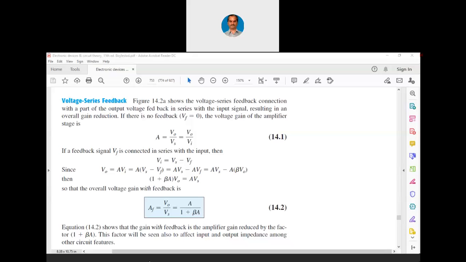Now, this equation 14.2 shows that the gain with feedback is the amplifier gain reduced by a factor 1 plus beta into A. Now, the factor will be seen also to affect input and output impedance among the other circuit features. We will see that this 1 plus A beta is going to come again and again in all our future derivations, when we derive it for input impedance and also for output impedance. We have already seen yesterday that with this negative feedback, input impedance is going to increase and output impedance is going to reduce. How that is going to happen, we will see now.